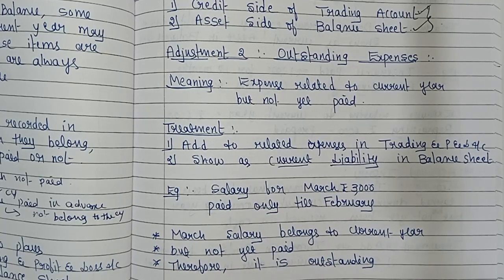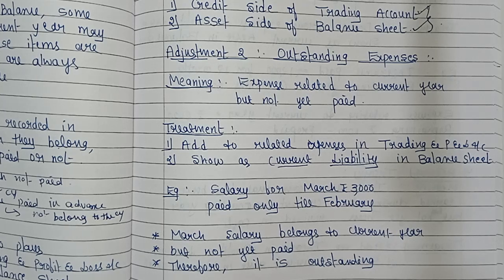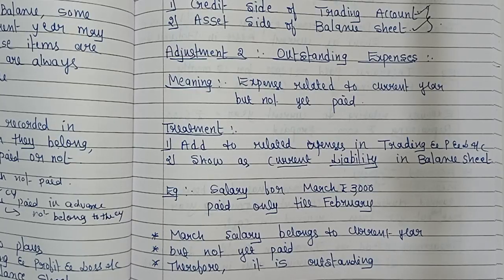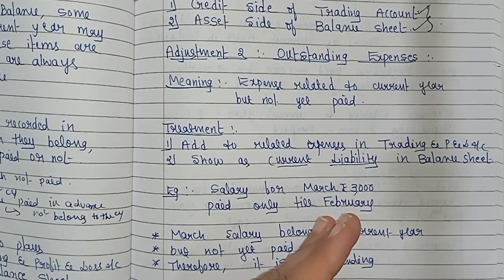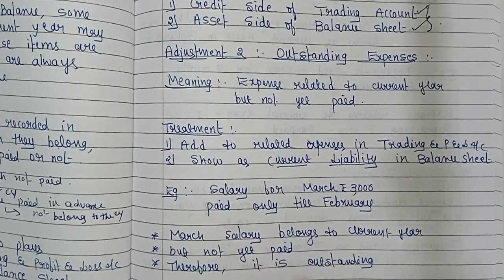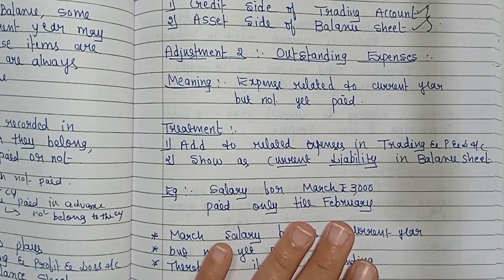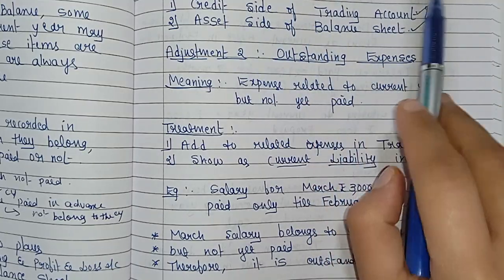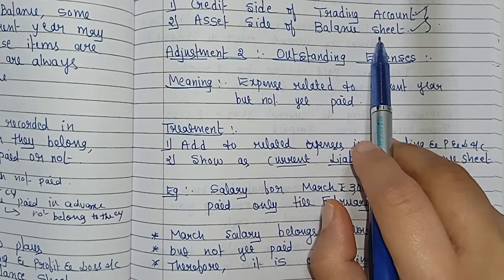Clear? Why? Because the expense belongs to the current accounting period. If we don't add it, what happens? The expenses will be less and profit will be more. This is wrong, right? So we add outstanding expenses. Clear? So first adjustment is closing stock. Treatment is credit side of trading account and asset side of balance sheet.